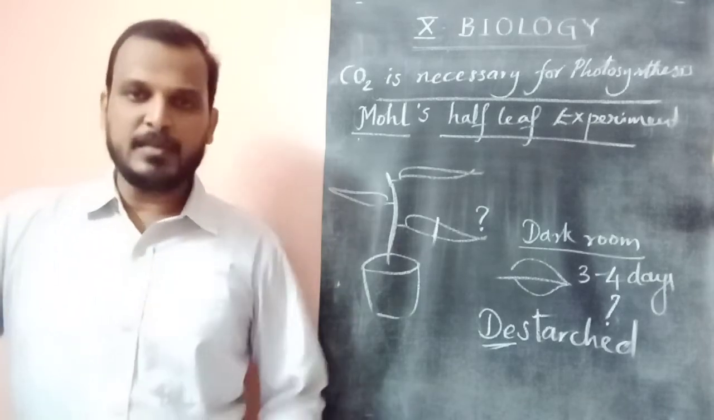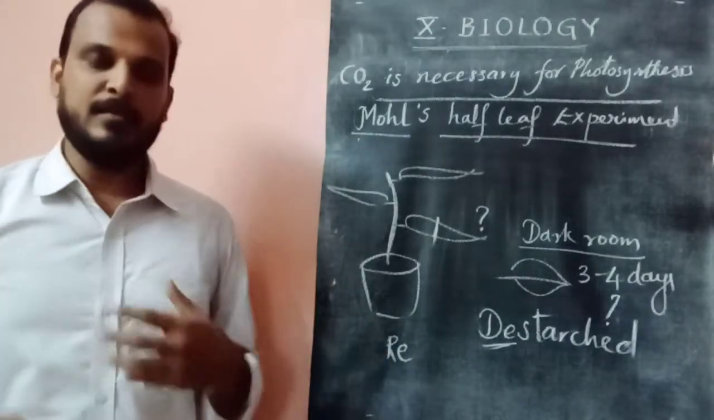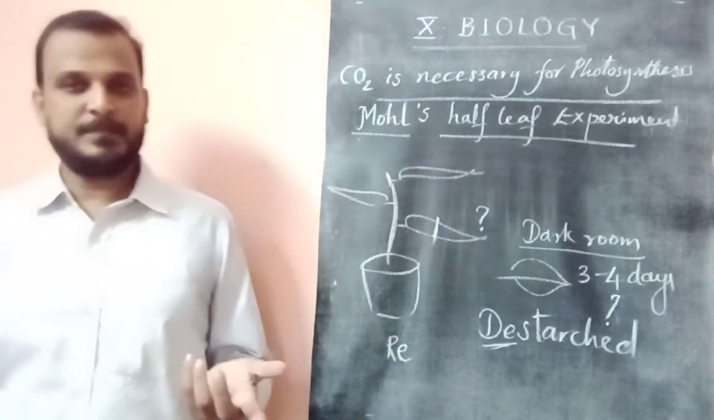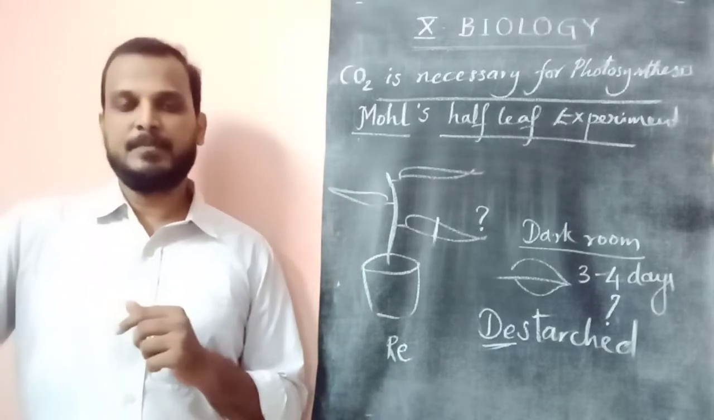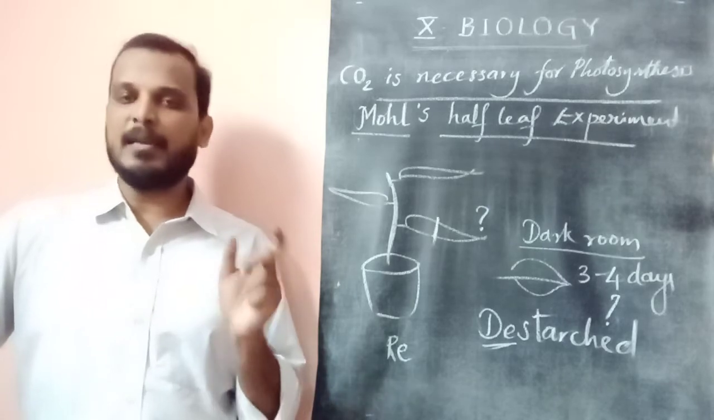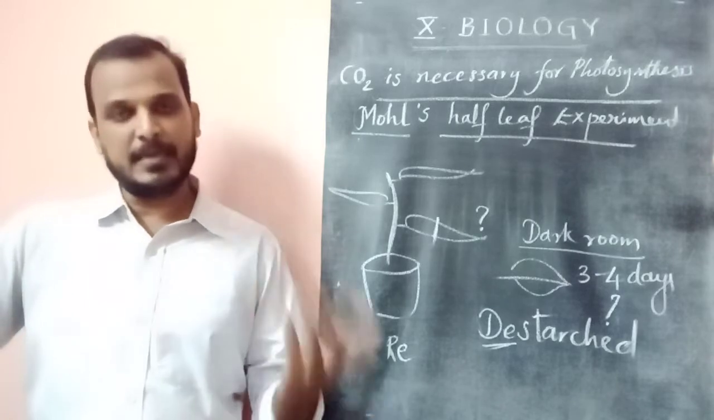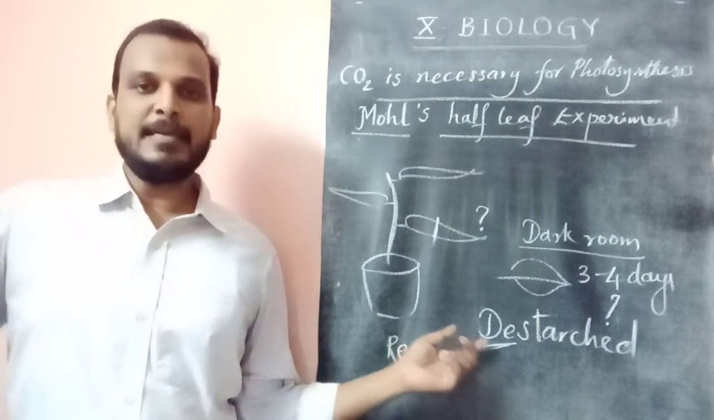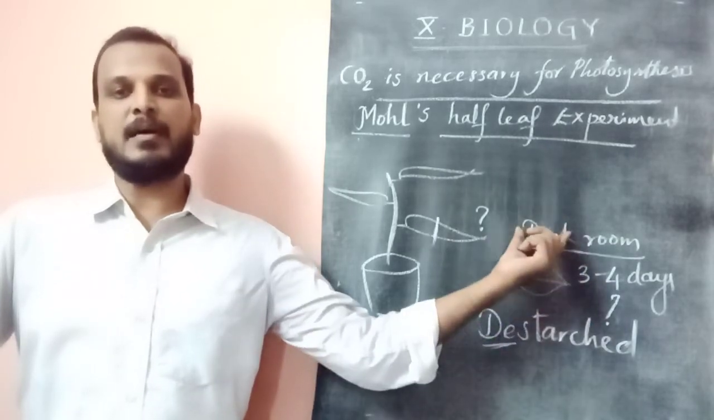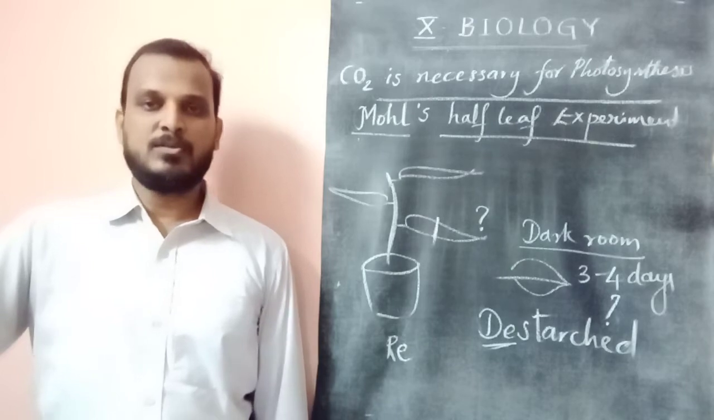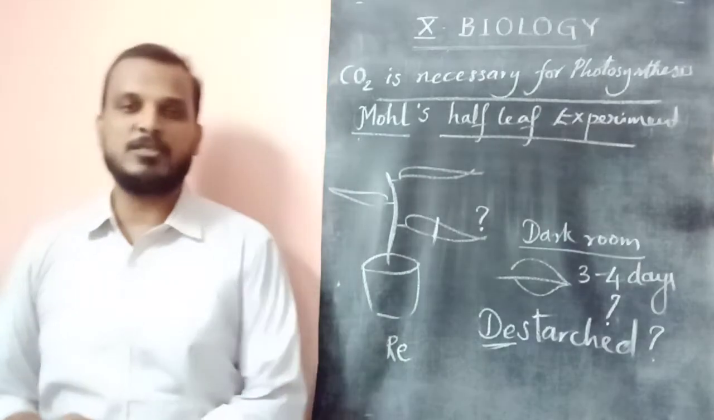So there are some technical rules. If you add 're', it means again: regain, rehydration. If you add 're' in front of any word, it means it is done again. But here the word is de-starch. 'De' means removed: removal of starch by keeping in a dark room for 3 to 4 days. So again a question, why de-starch this plant? Why remove the starch from this plant?